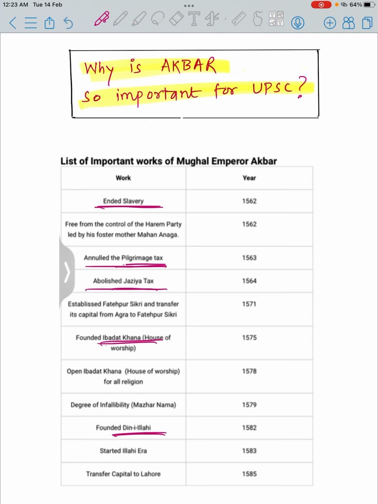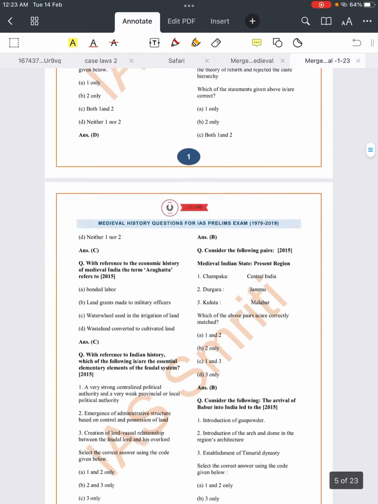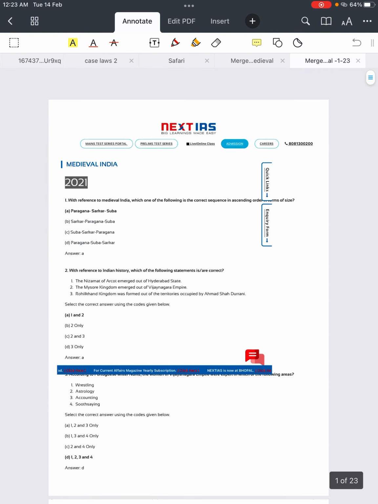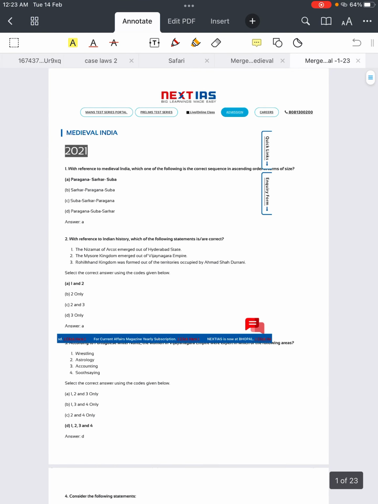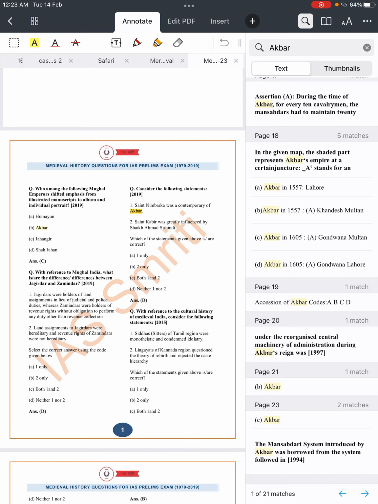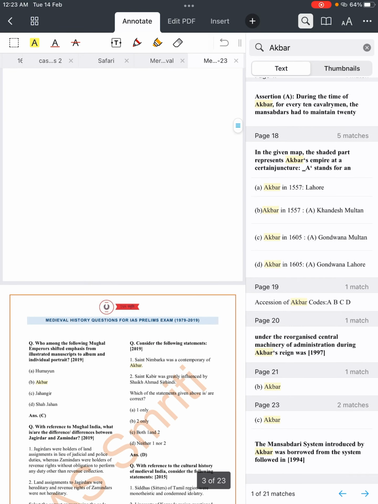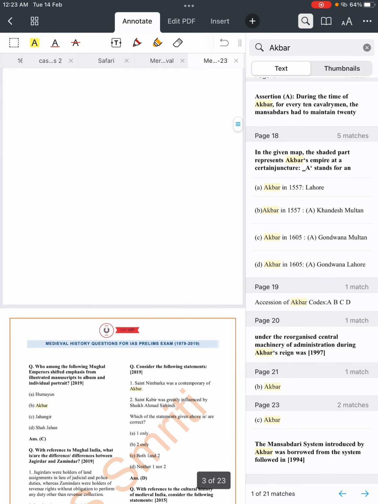Now we will see roughly how many times Akbar appears in UPSC prelims. I have a PDF from 1994 or 95 to 2021. Now if I search Akbar, there are 21 matches in 23-24 years. Akbar appears 20-21 times in UPSC prelims, and of these, 5 to 6 questions are directly on Akbar. Two questions are repeated as they are. So 5 or 6 questions in 20 years is a very good ratio. We cannot skip Akbar from our studies.